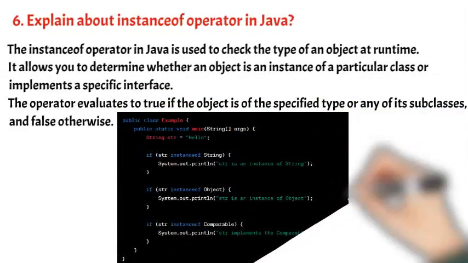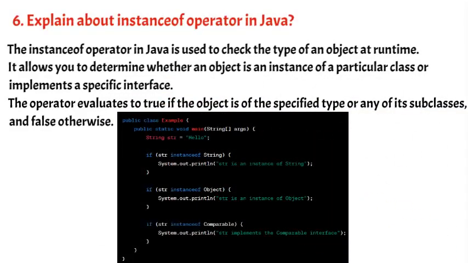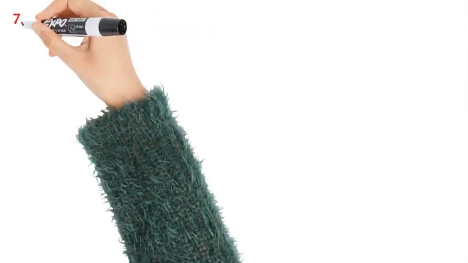In this example, we use the instanceof operator to check the type of the str object. The first if statement evaluates to true because str is an instance of the String class. The second if statement also evaluates to true because every object in Java is an instance of the Object class. The third if statement evaluates to true because String implements the Comparable interface.